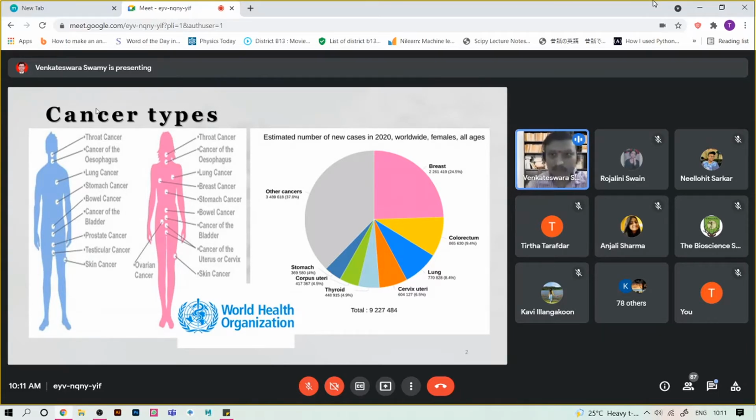In the same way, when we look at the estimated number of new cases that may rise or that already exist in 2020, so we have already completed 2020, but as per the cases mentioned by the WHO, breast cancer shows almost 24.5%. And when you see lung cancer, it may be 8.4% here, but other cancers you can see are 37.8%.